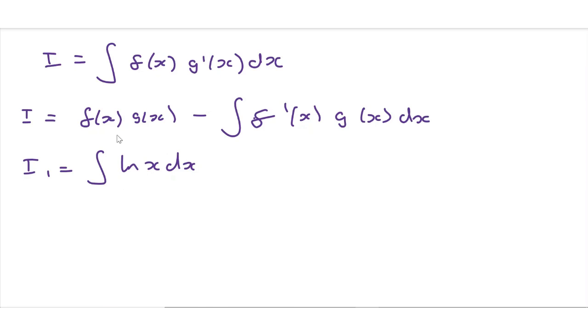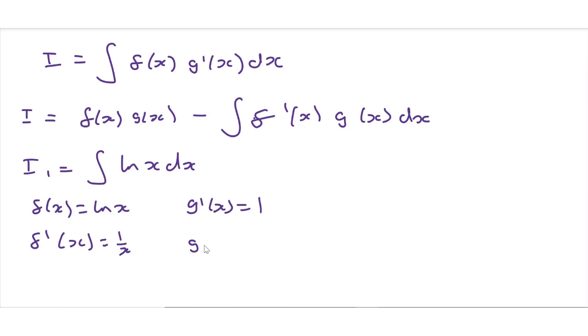when choosing what's f of x and what's g of x, we can't take ln x as g dash of x, because we're required to know how to integrate g dash of x, okay? So we can't take ln x as g dash of x because that's what we're trying to integrate, so that wouldn't make any sense. So we take f of x equals ln x, and what we're multiplying by ln x is 1, so g dash of x is equal to 1. Differentiating, we get f dash of x is equal to 1 over x, and integrating, we get g of x equal to x.